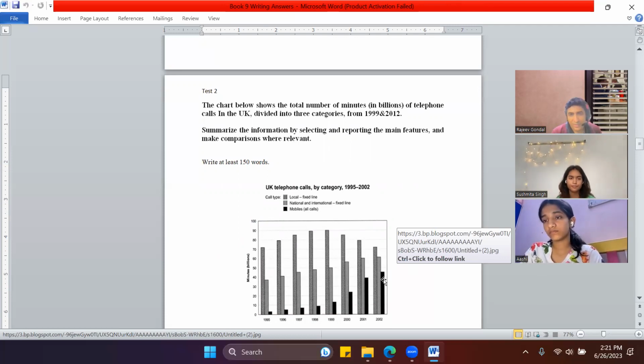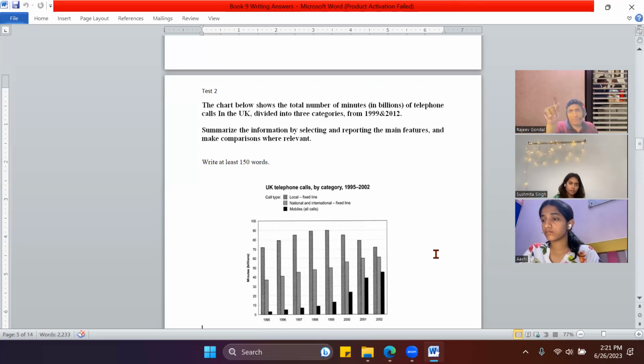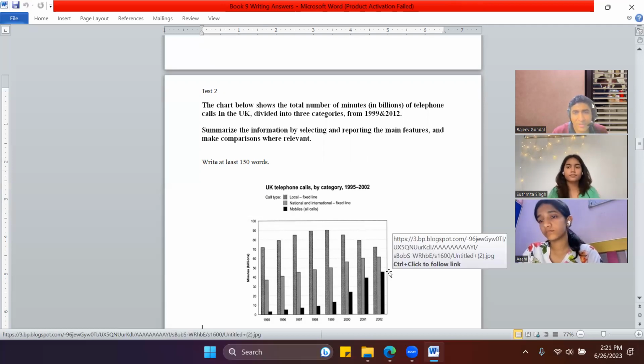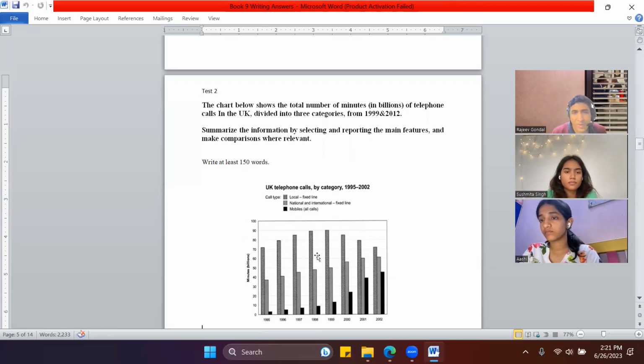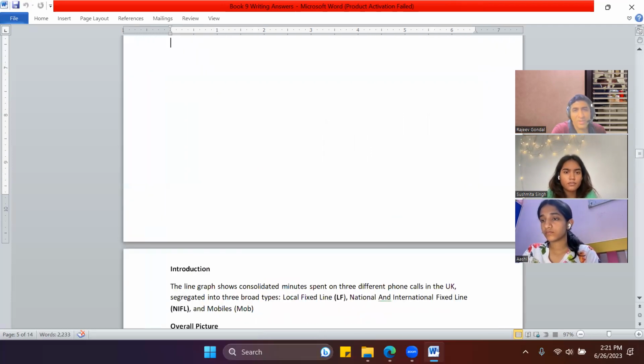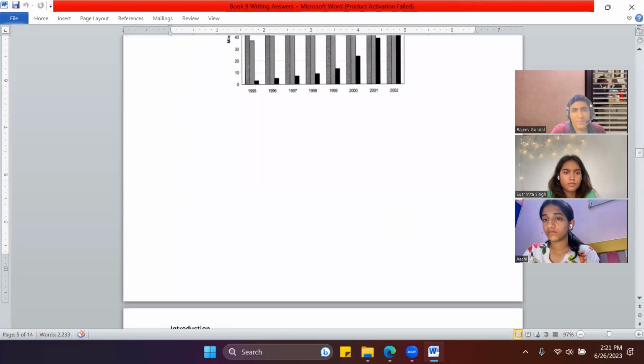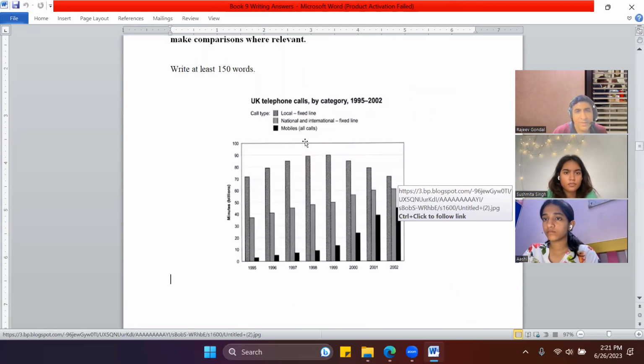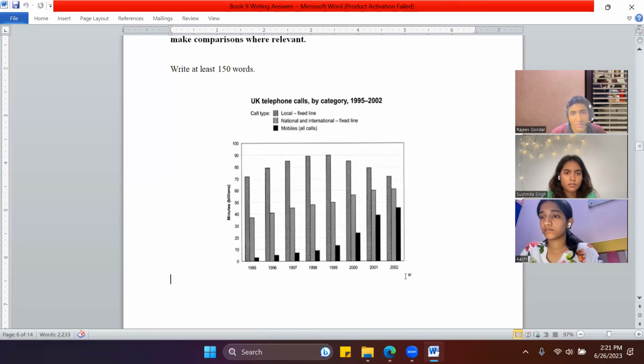And this darkened one seems to be like a jump, what do you call it, exponential growth, a tick mark kind of structure. So this structure is exponential, right? Where the rate of increase is very high. Now, what do these bars represent? Local call, national and international call. So there are different types of calls made using a phone. This one is local, the second one is national and international, and the third one is mobile. And the data presented here is from 1995 to 2002.